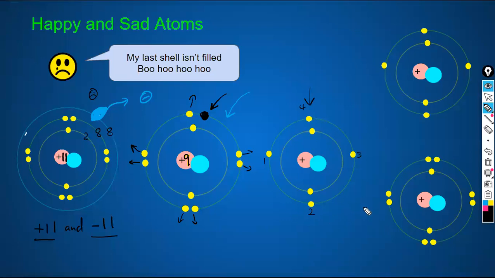Remember, the outer shell could hold 8. So if he enters a reaction, what do you think he will do to achieve happiness? You notice this one is a kind of funny one, because he could either gain 4 or lose 4. Think about it. If he gains 4, he will have 8. But if he loses 4, he will revert back to the first shell. Either way, he's going to be happy.